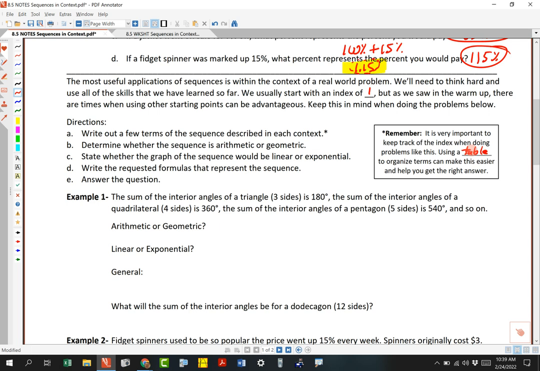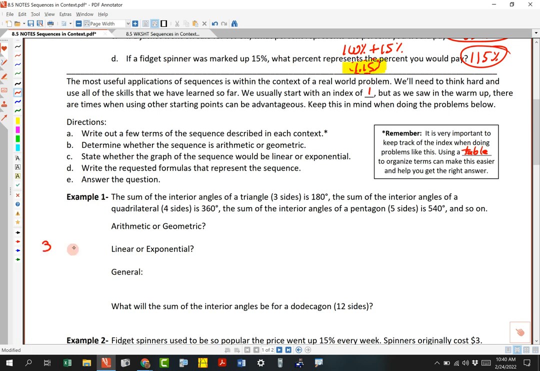This one says the sum of the interior angles of a triangle. So we've got three sides. We add up the angles on the inside and it's 180. The sum of the interior angles of a quadrilateral, so if it's got four sides, is 360. Like if you've got a rectangle, add up the angles on the inside, it adds up to 360. The sum of the interior angles of a pentagon, five sides, is 540 degrees. And it continues. So we're going to write this down off to the side. I'm going to leave a little bit of space above because it's kind of weird to start with a three.